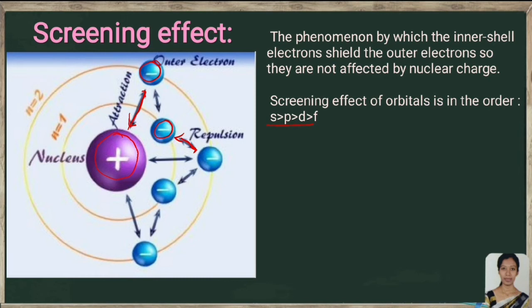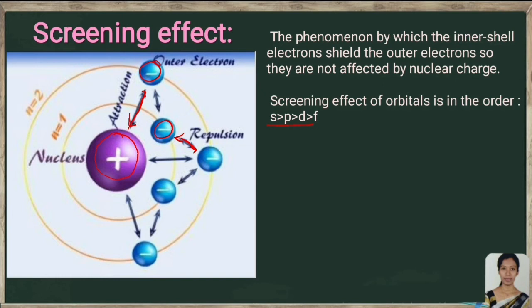These are the outer orbitals. The s orbital shields more when compared to p, d and f, and the f orbital will be shielded less when compared to d, p and s orbitals. I hope you understand this screening effect. Screening effect is nothing but the shielding of the outer electrons from the nucleus by the inner electrons.